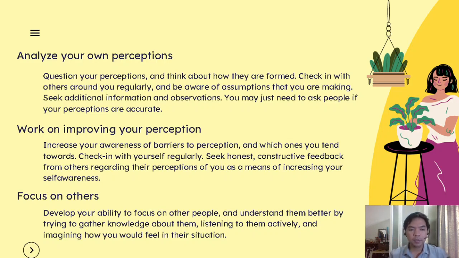Okay, next is we have the focus on others. So develop your ability to focus on other people and understand them better by trying to gather knowledge about them, listening to them actively, and imagining how you would feel in their situation. As I've said, focus your attention on the speaker and empathize with the speaker.